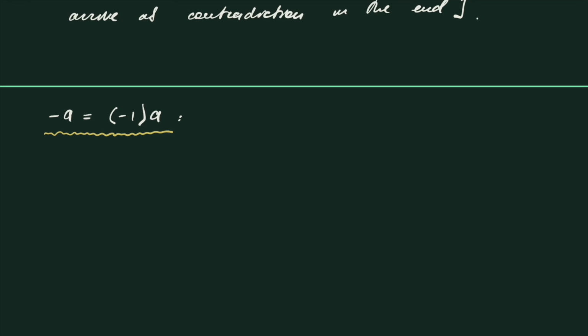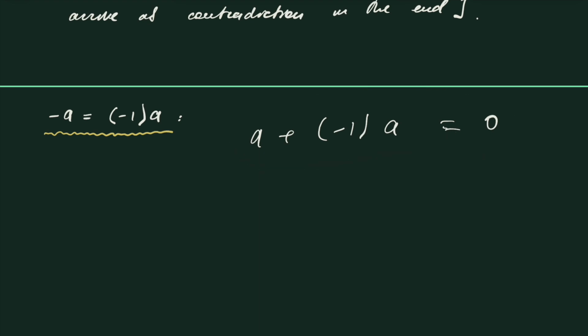Now again, we follow the same logic. If we show that minus 1 times A is the additive inverse of A, then we will have that minus A is equal to this element. Now how to show that? First, let me give you this scratch. What we want to obtain is A plus minus 1 times A is equal to 0. If we have this, then we are done.